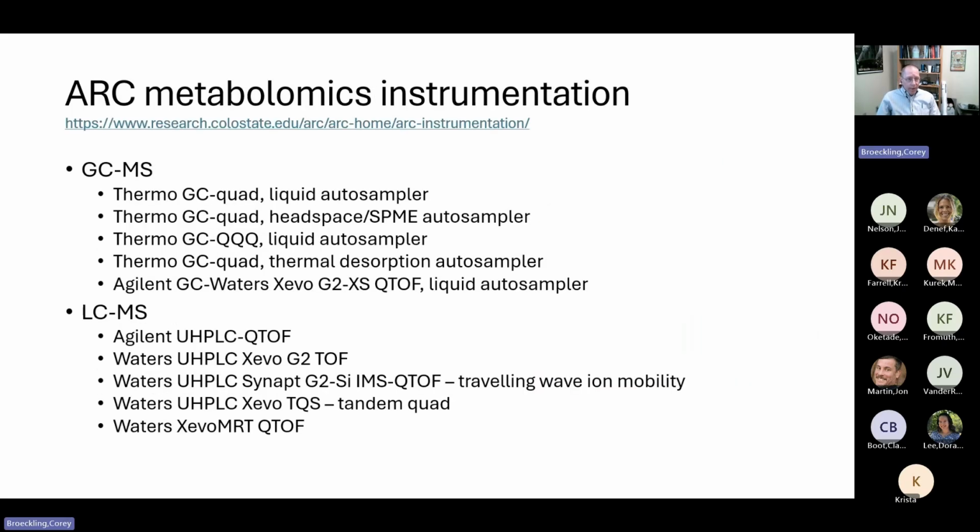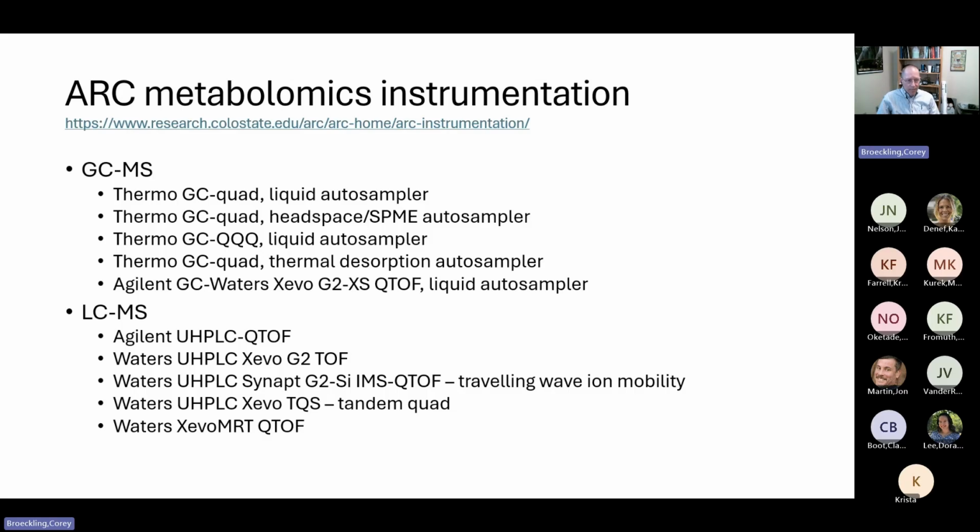I just wanted to go over quickly the full suite of instrumentation that I would consider compatible with metabolomics, as far as mass spectrometry within the ARC. We have 5 GCMS systems, including a GC quadrupole with a liquid autosampler, a GC quad with headspace or SPME autosampler, a tandem quad GC, a GC with a thermal desorption autosampler, which is great when you want to sample volatiles and bring them back to the lab. And we also have an Agilent GC coupled to a Q-TOF.